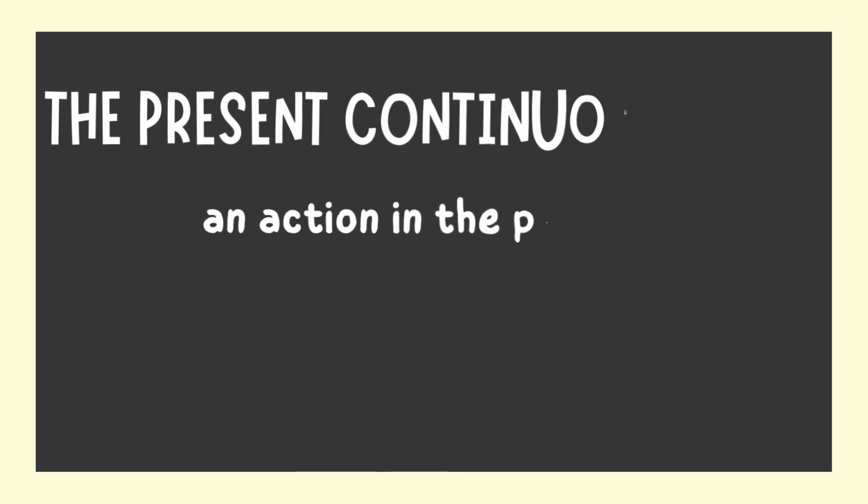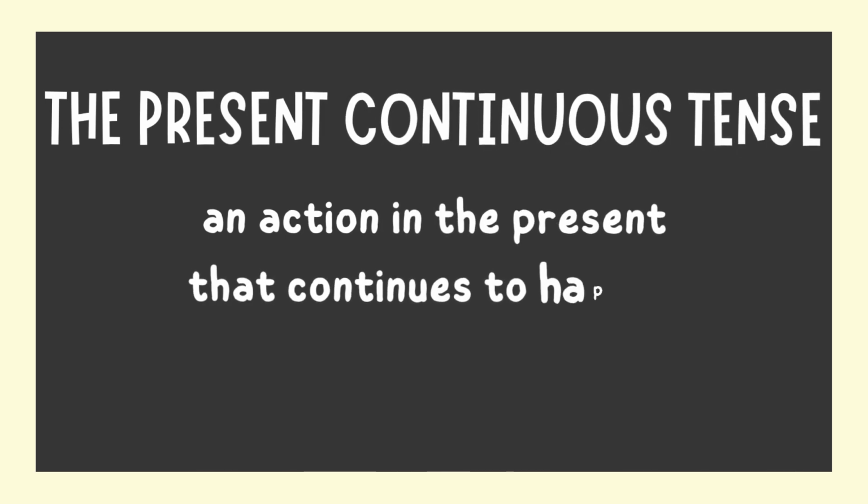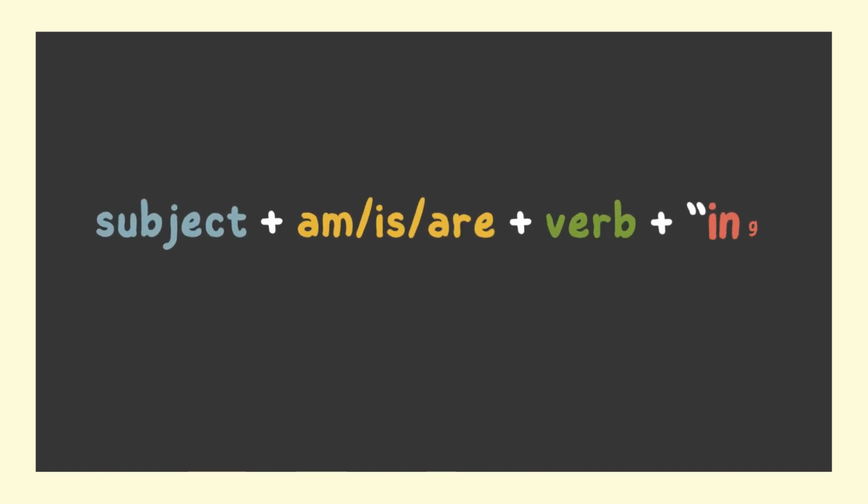We use the present continuous tense to talk about an action in the present that continues to happen. So we use the subject, for example, she, he, I, you, we, they, the dog, Jacob, etc. And we add to be, either am, is, or are. We add the verb, and then at the end of the verb, we add ing. Let's see what that looks like.